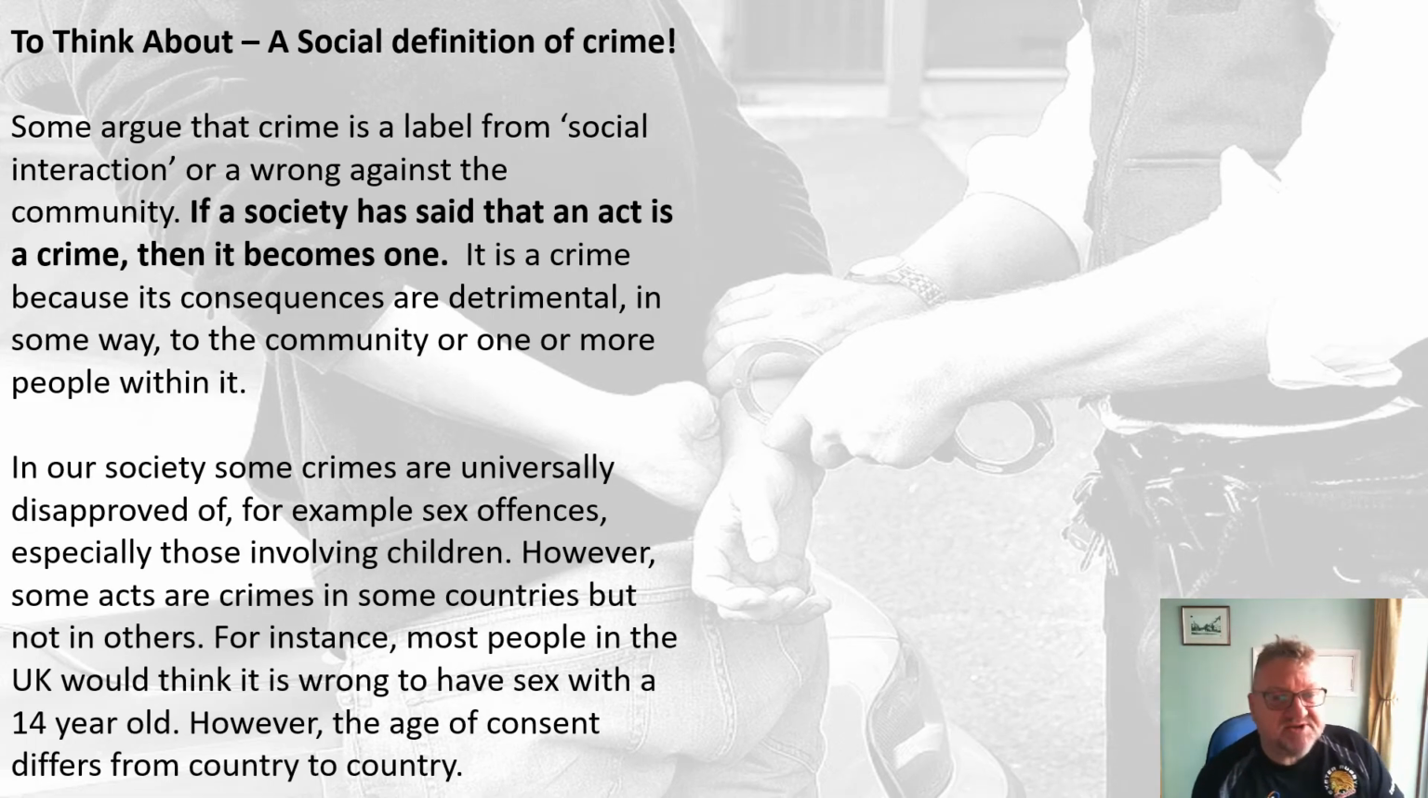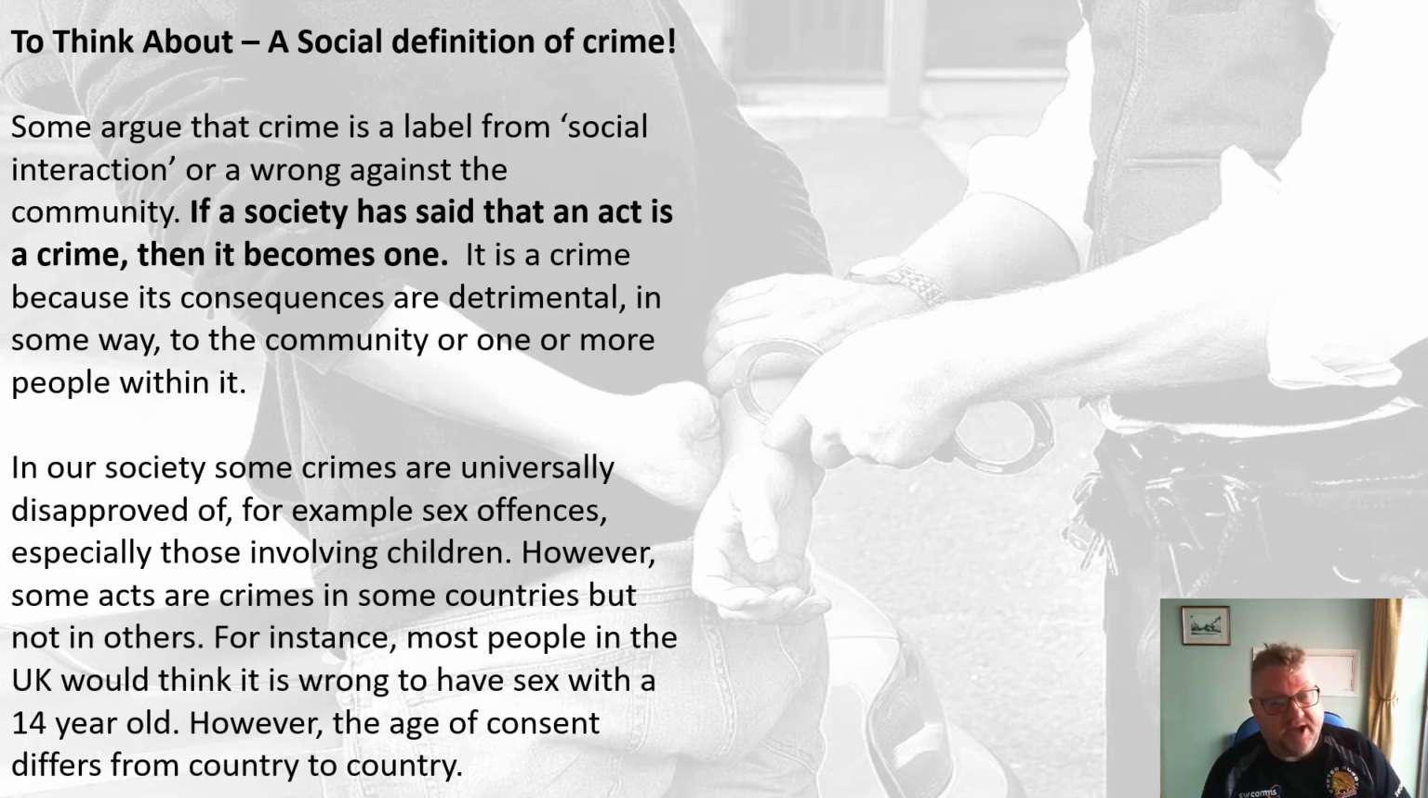But what this means, and I've mentioned this before, is that in some societies, certain things will not be seen as criminal, whereas others will. In our society, some crimes are universally disapproved of. For example, sex offences are universally disapproved of in our society, especially those involving children. However, some acts are crimes in some countries, but not in others. For instance, most people in the UK would think it's wrong to have sex with a 14-year-old.